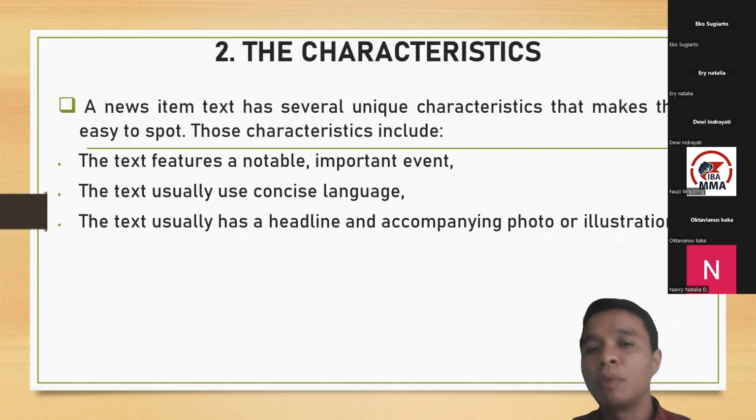So to sum up our discussion in the second slide about the characteristics of news item text, there are three characteristics. The first one is that it features a notable and important event. The second one is it uses concise language. And the third one is it has a headline and accompanying photo or illustration.